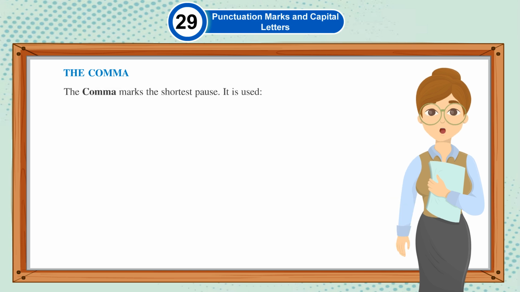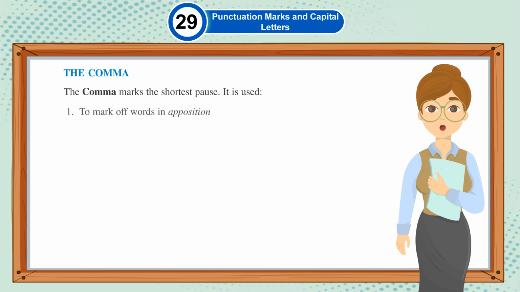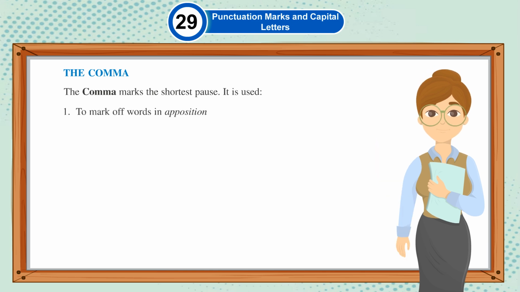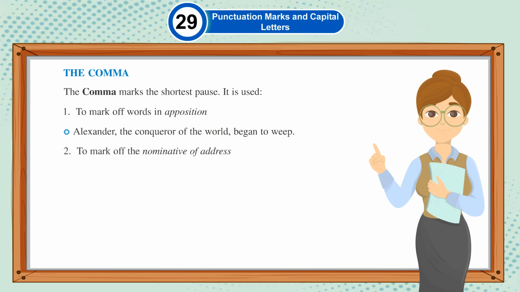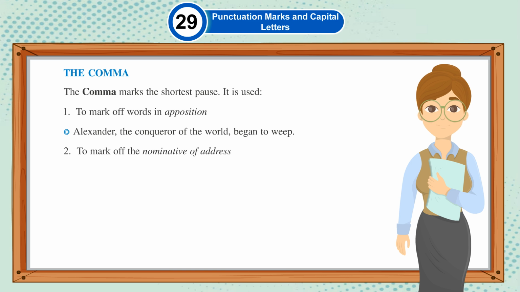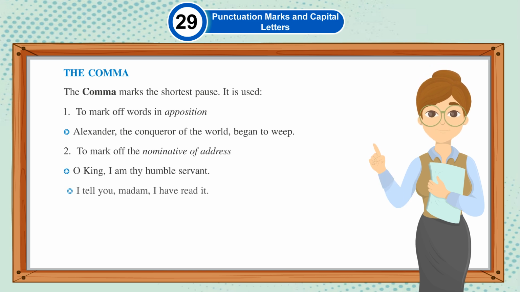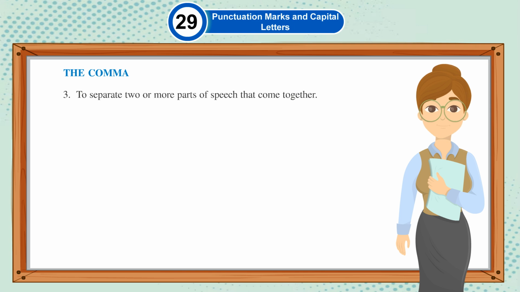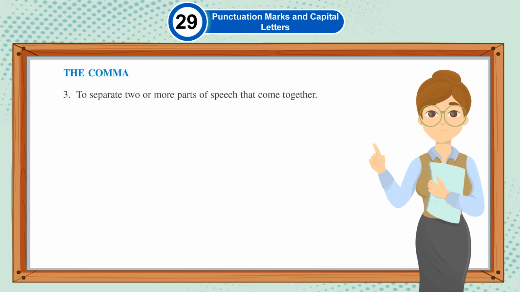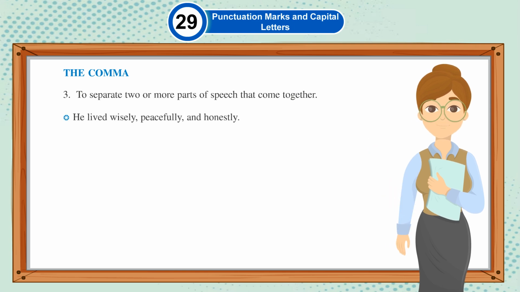The comma. The comma marks the shortest pause. It is used to mark off words in opposition, as: Alexander, the conqueror of the world, began to weep. To mark off the nominative of address, as: O King, I am thy humble servant. I tell you, madam, I have read it. To separate two or more parts of speech that come together: He lived wisely, peacefully, and honestly.